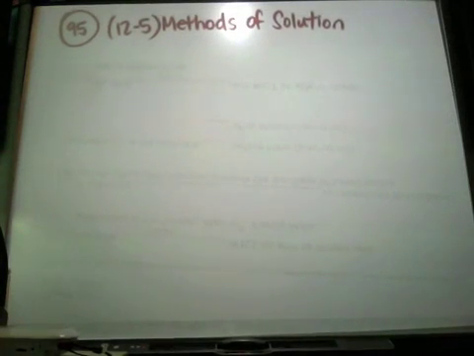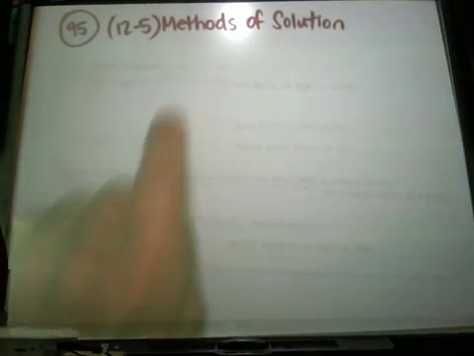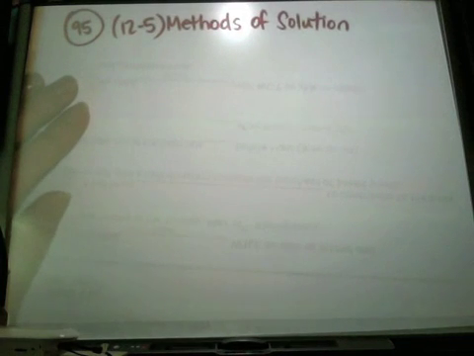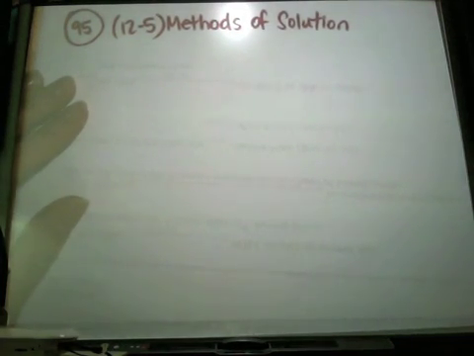We're not learning any more methods to solve these. Today what we're going to do, methods of solution, lesson 12.5, is we are going to start putting these 4 different methods together and starting to figure out which method works the best in which situation.